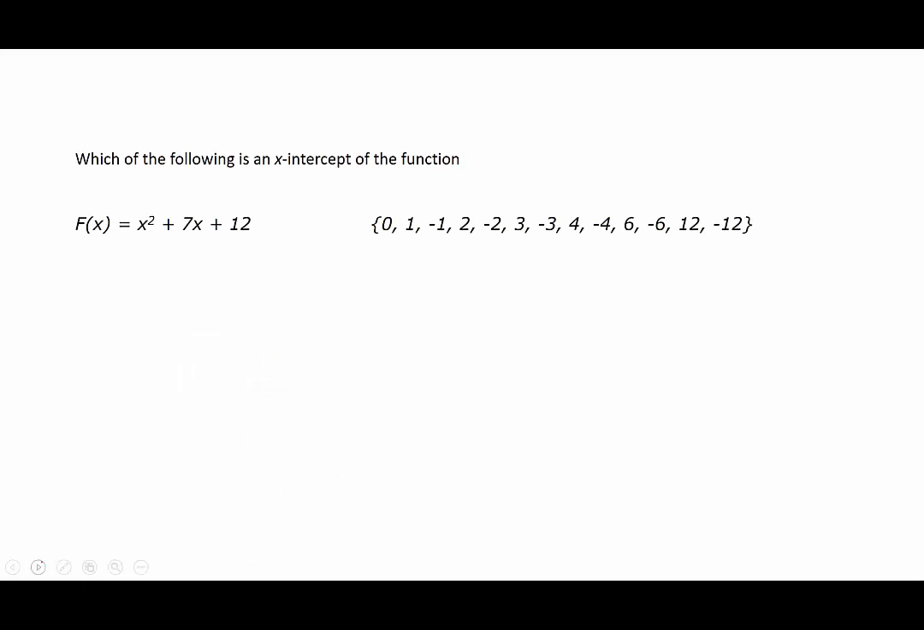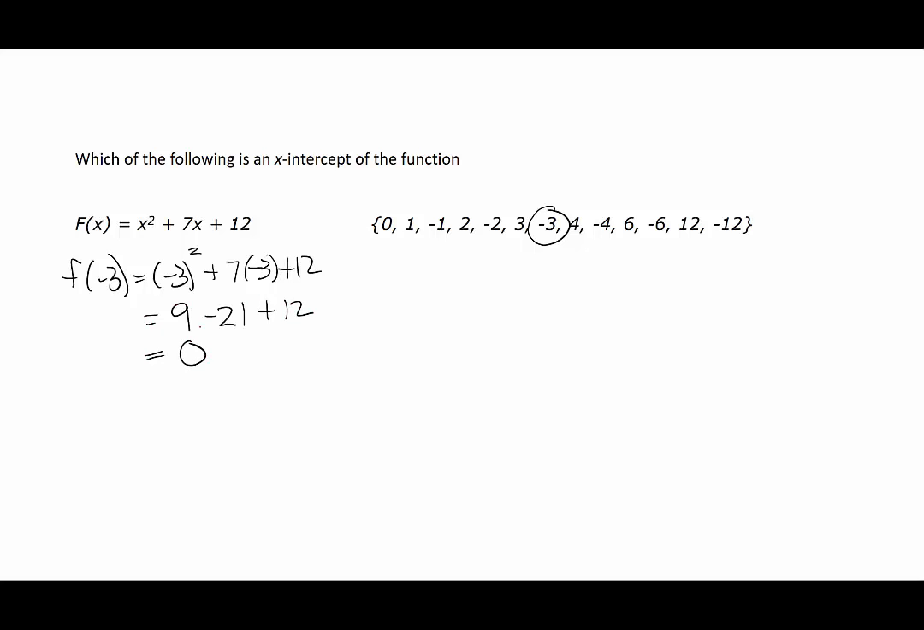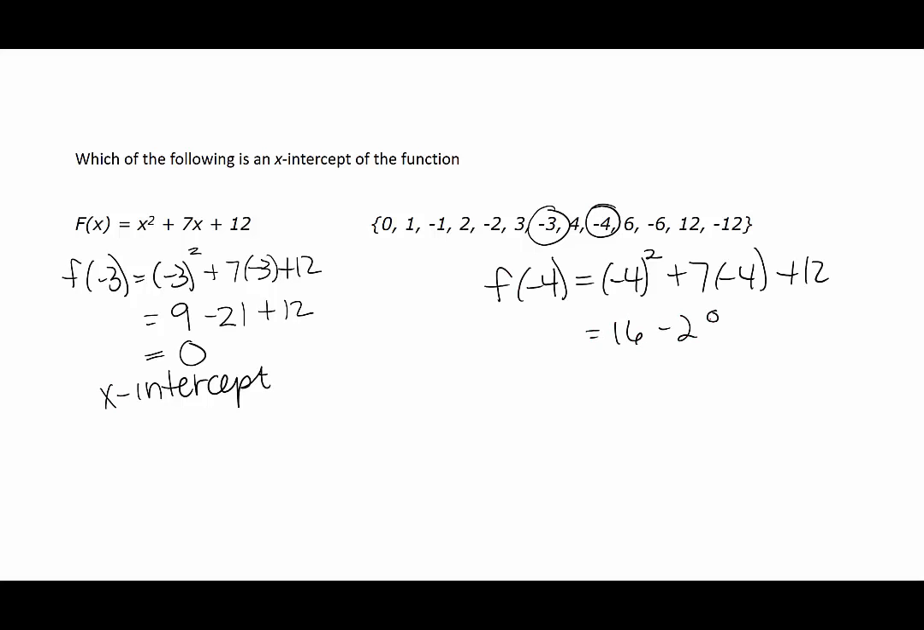Which of the following is an x-intercept of the function? So if we plug in x equals -3, we get -3 squared plus 7 times -3 plus 12, which is 9 minus 21 plus 12, which equals 0. If you plug it in and you get f of that number equals 0, that is an x-intercept. So if we start plugging in more and we happen to plug in -4, so we get 16 minus 28 plus 12 equals 0. F of that number equals 0, so this is also an x-intercept.